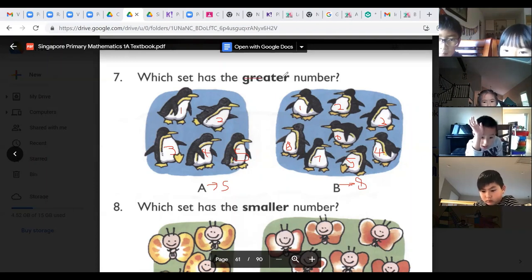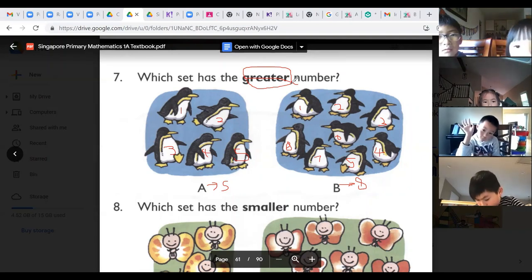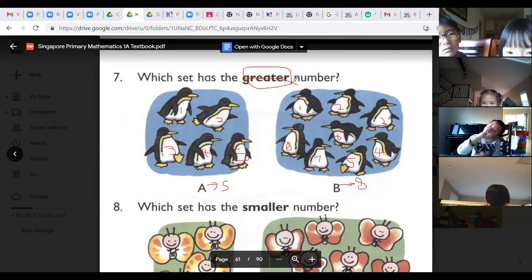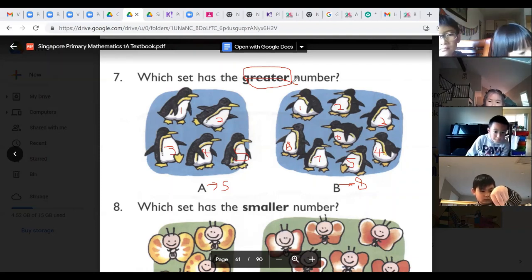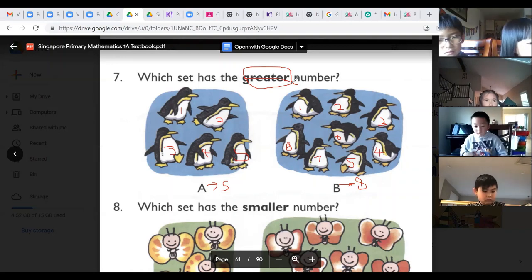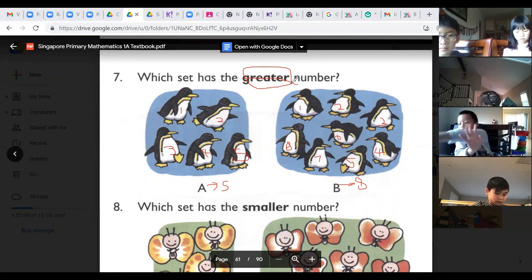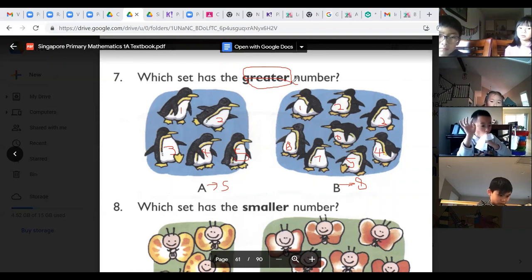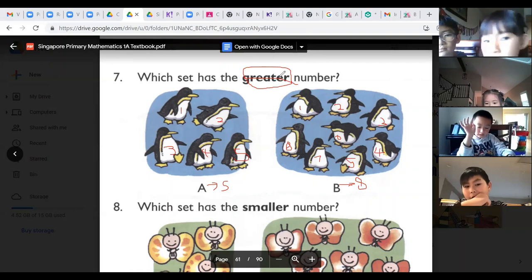Now, the number that is greater is always the number that is higher or farther away from zero, okay? So if we look at, say, for example, 1 and 3, 3 is farther away from zero. 3 is 3 numbers away from zero, but 1 is only 1 away from zero. So we know that 3 is greater, okay? And so in this case, because we know 8 is higher in number or farther away from zero, we know that B is the bigger number. And so we know B has the most, or B has the greater number.